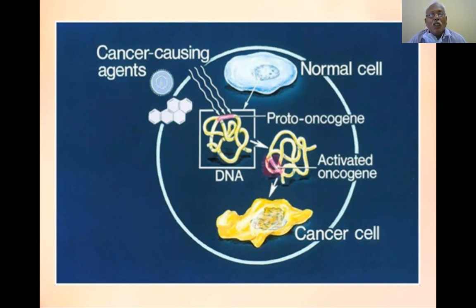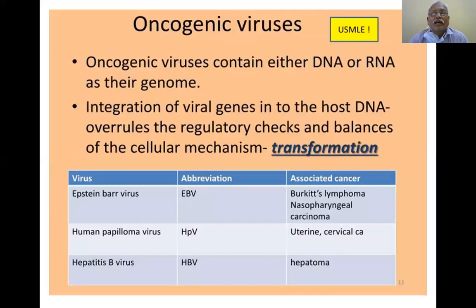So the DNA will be activated by the cancer-causing agents, and the proto-oncogene will be modified into an activated oncogene, and the presence of activated oncogene inside the normal cell will make the cell get converted into a cancer cell. So oncogenic viruses are most important for your USMLE examination, and it's very easy if we have this knowledge at our fingertips. You will definitely gain good marks in the USMLE exams.